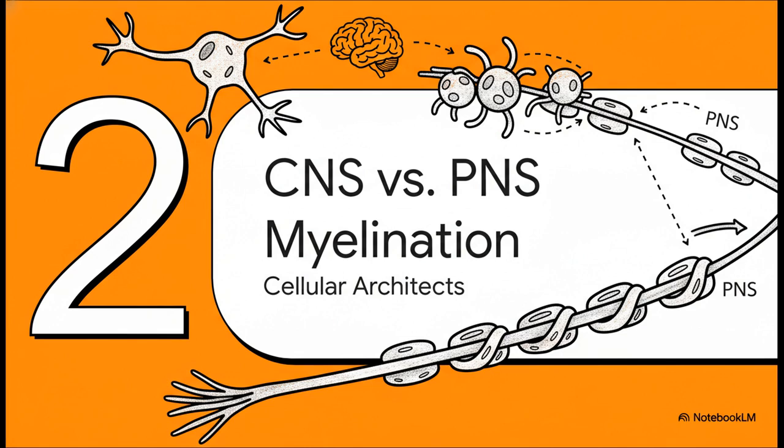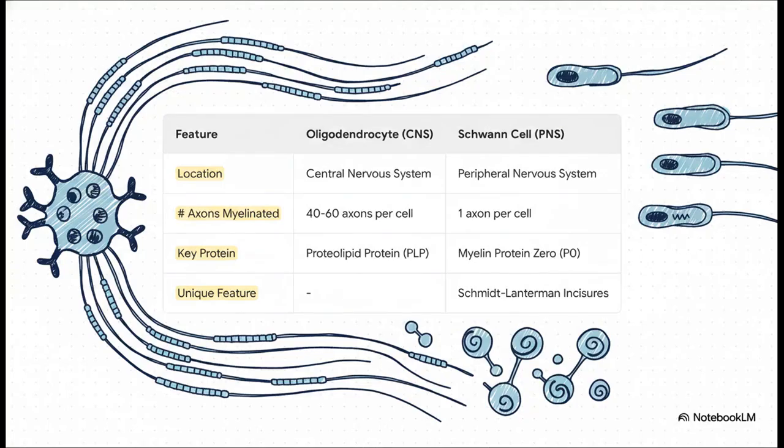Myelin is produced by two very distinct types of glial cells, and which one is used depends on its location in the nervous system. In the central nervous system, or CNS, oligodendrocytes are the architects. A single oligodendrocyte has the capacity to myelinate segments of 40 to 60 different axons. In contrast, in the peripheral nervous system, or PNS, Schwann cells do this job, and each cell dedicates itself to just one segment of a single axon.